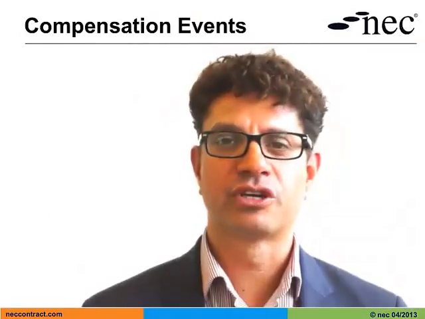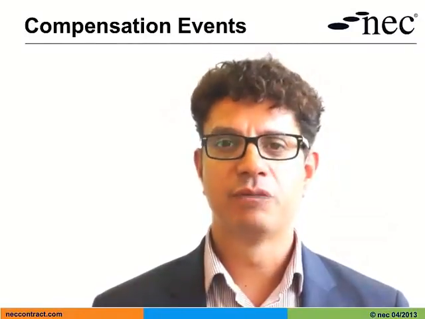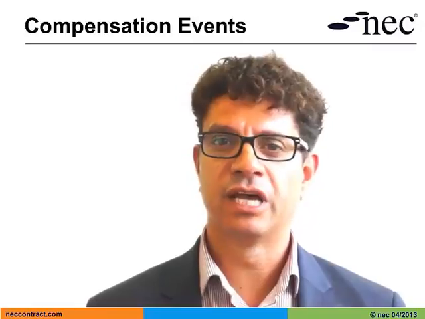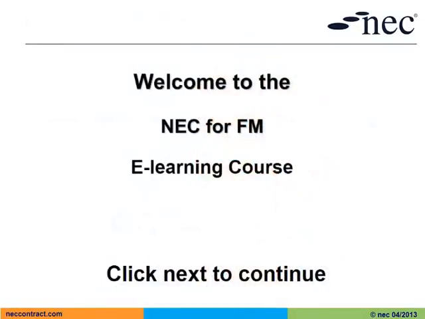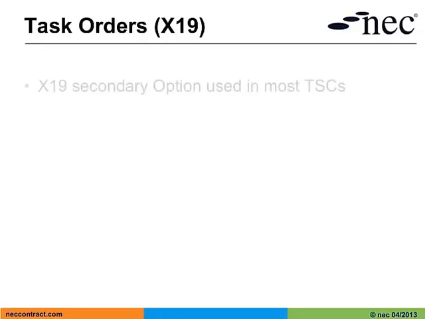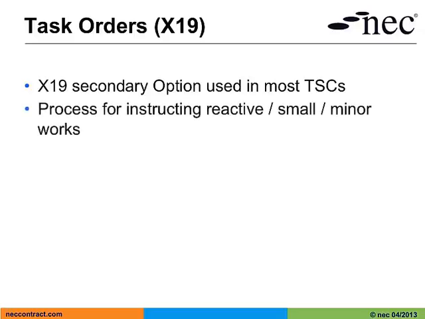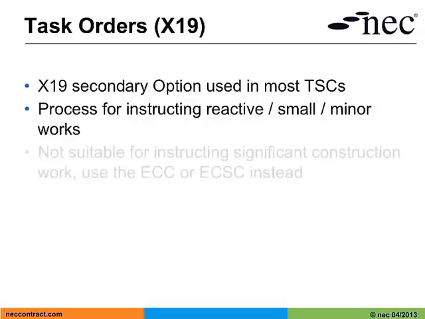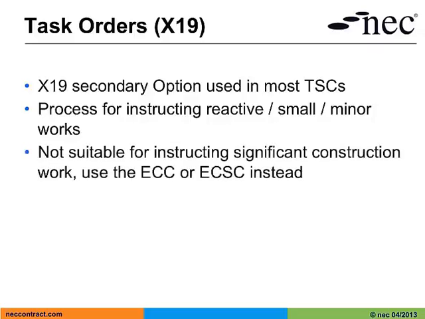In this section, we've looked at the compensation event process and timescales. We'll now move on to look at one of the most popular secondary options, X19 task orders. Task orders. Secondary option X19 is a popular secondary option and is used with most term service contracts. It is a process for instructing reactive, small or minor works, small projects within the overall service. It is not suitable for instructing significant construction work. Use of the engineering and construction contract or engineering and construction short contract would be more appropriate.